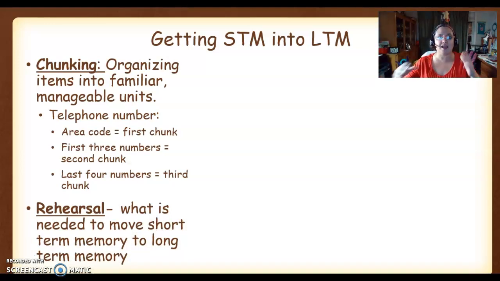Another thing, remember that concept of rehearsal. We need to move that information from short-term memory to long-term memory by repetition. So you could talk about finding different ways to interact with the material. Maybe first you read it, and then you watch a video on it, and then you take a quiz about it. That's repetition. That's rehearsal. It can be as simple as just repeating it over and over to yourself to remember the information.